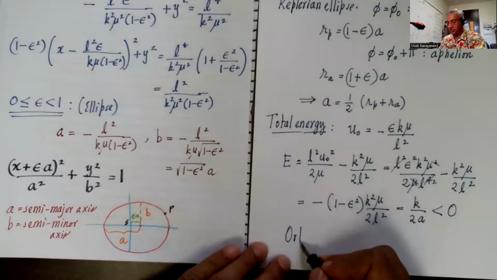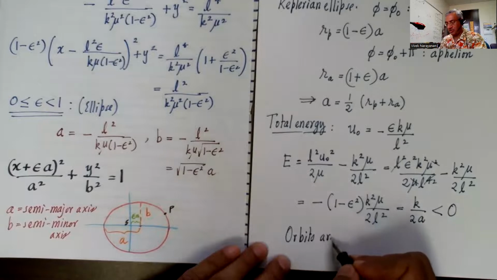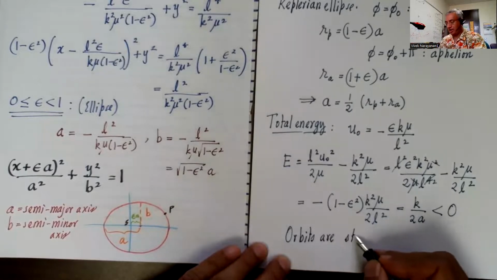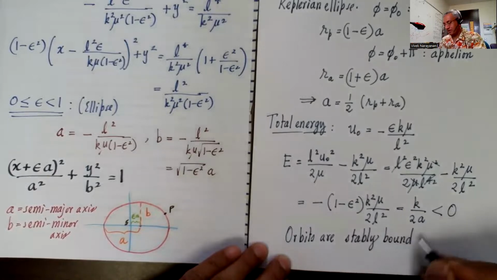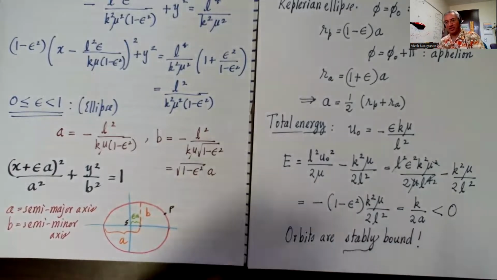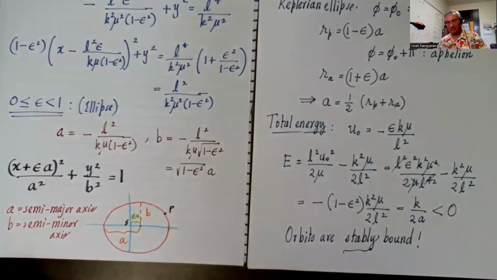So the orbits are stably bound. I'm waffling a little bit because I've really not shown you stability. In a subsequent video, we'll address stability, but we have shown that important result.